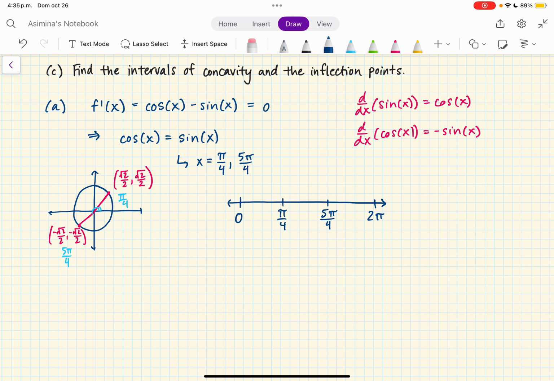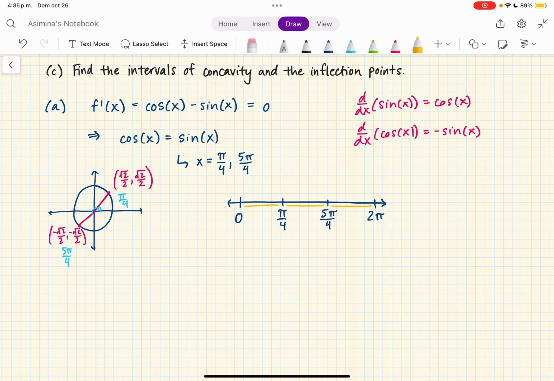And now basically I want to take a number in each interval. So here we see we have 3 intervals: the interval from 0 to pi over 4, the interval from pi over 4 to 5 pi over 4, and then the interval from 5 pi over 4 to 2 pi. So I want to take a number in each interval and plug it into the derivative. And I don't care exactly what the value is. I just care about whether the value of the derivative is positive or negative at that point.